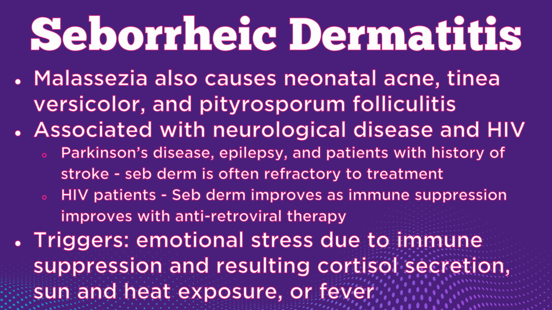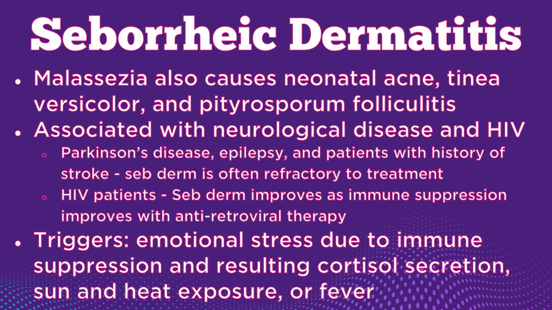Severe emotional stress, which suppresses our immune system due to cortisol release, can bring out Seb Derm. Fun fact, our body normally excretes about 20 to 30 milligrams of cortisol daily in adults, which is equivalent to 5 to 7.5 milligrams of prednisone daily. When we're under physical or emotional stress, this cortisol release can increase 10 times that amount, equivalent to 50 or 75 milligrams of prednisone. Stress is no joke.